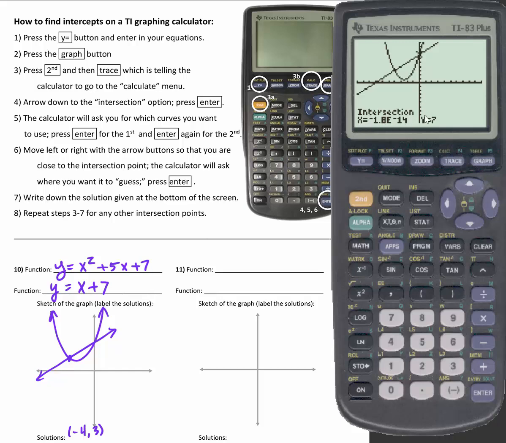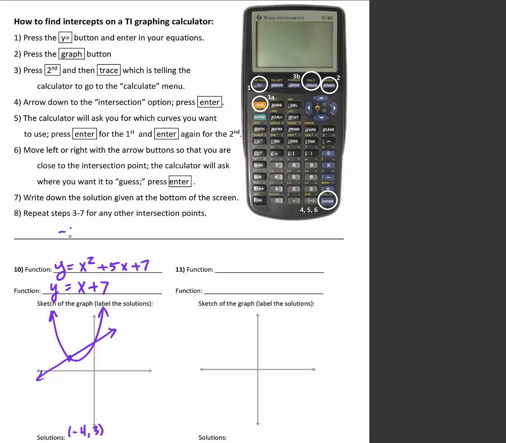Now, something really interesting happens for this particular problem. You might not even get the same kind of answers down here, but it says -1.8, and then there's the E with a -14. So let me talk about that. -1.8 E -14 is in scientific notation. That's basically saying -1.8 times 10 to the -14th power.